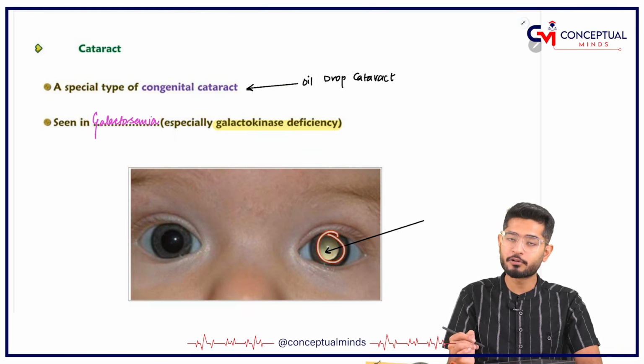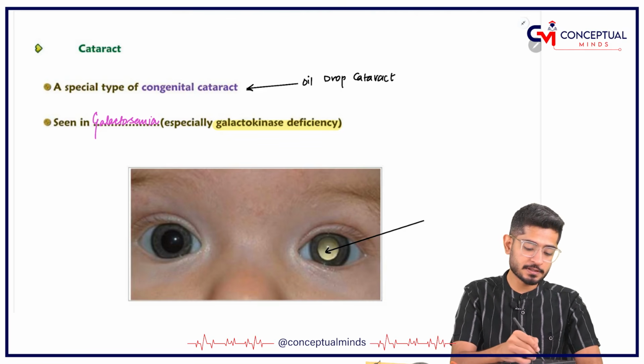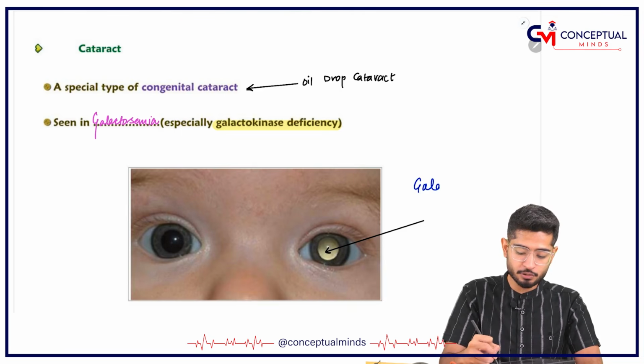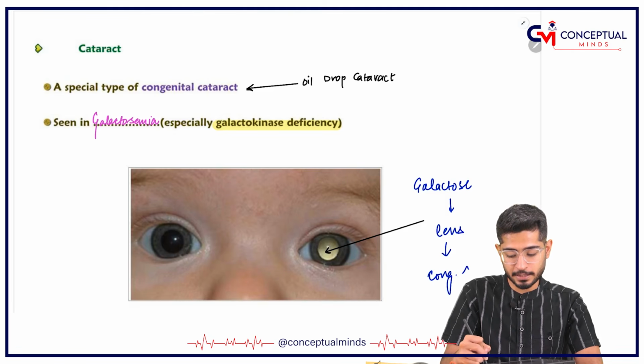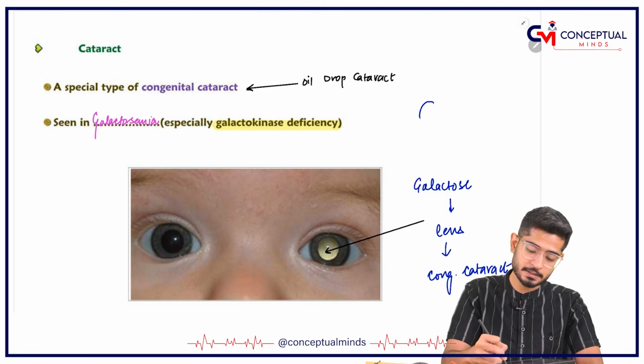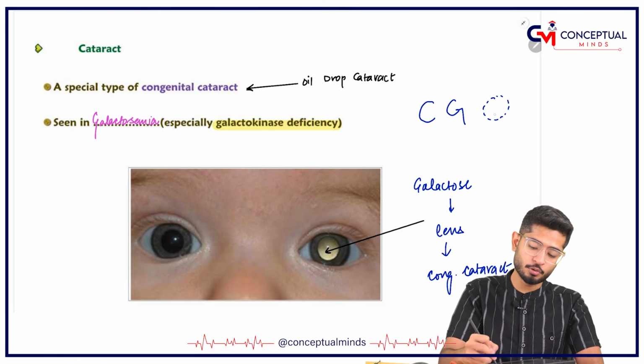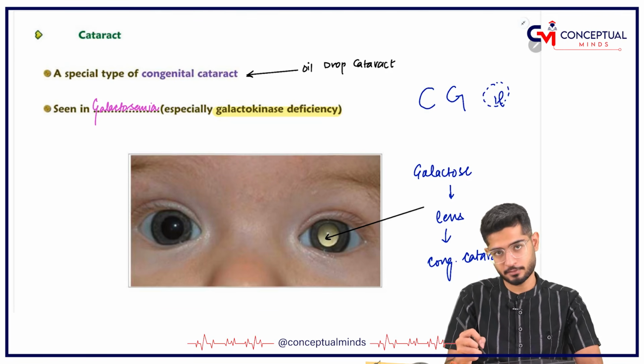Can you see this oil droplet? This is because of galactokinase deficiency, in which galactose is going to get accumulated and deposited in the lens, and it is responsible for causing congenital cataract. The easy way to remember is, this is C, this is G. C and G look very similar, and if I combine C and G, this leads to the formation of O. So O is going to be oil drop cataract.